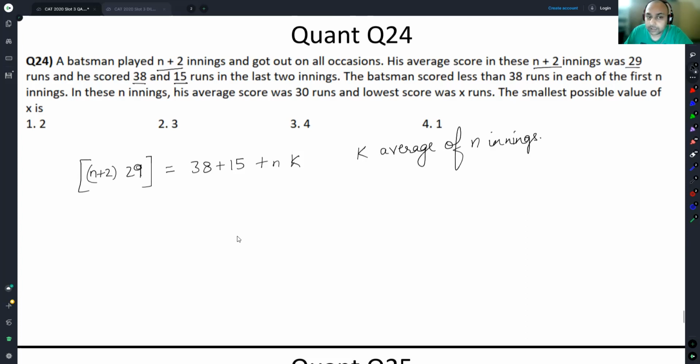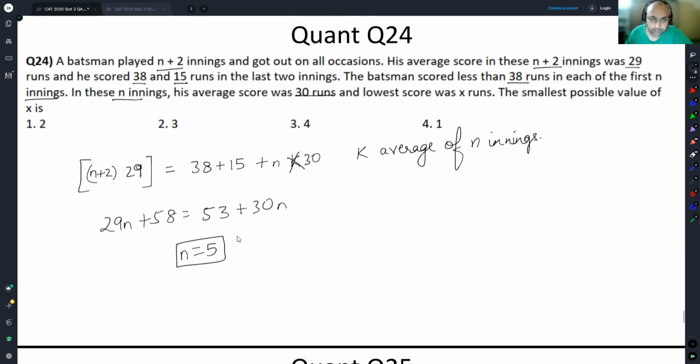The average of n+2 innings is 29, 38 and 15 are the scores of the last 2 matches, and n into k is the total of the first n innings. If the batsman scored less than 38 in each of the first n innings, and in these n innings his average score was 30 runs, oh, so nice, this is 30 now. This enables me to get to a precise value of n. 29 n plus 58 is equal to 53 plus 30n, or n is equal to 5.